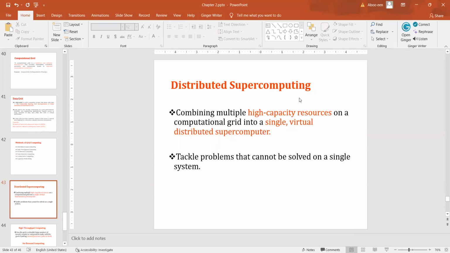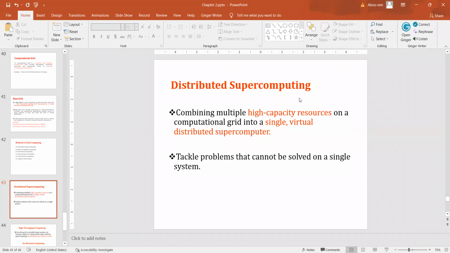So this kind of application or requirement, the ordinary or normal level of computing power is not enough for them. They require supercomputing power, high performance computing power. So combining multiple high capacity resources on the computational grid into a single virtual distributed supercomputer, thousands of nodes are collaborated or connected, and these are providing high supercomputing power for this application.